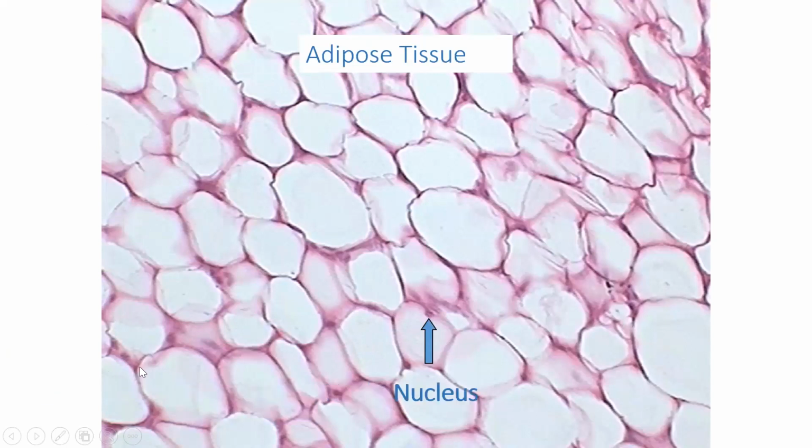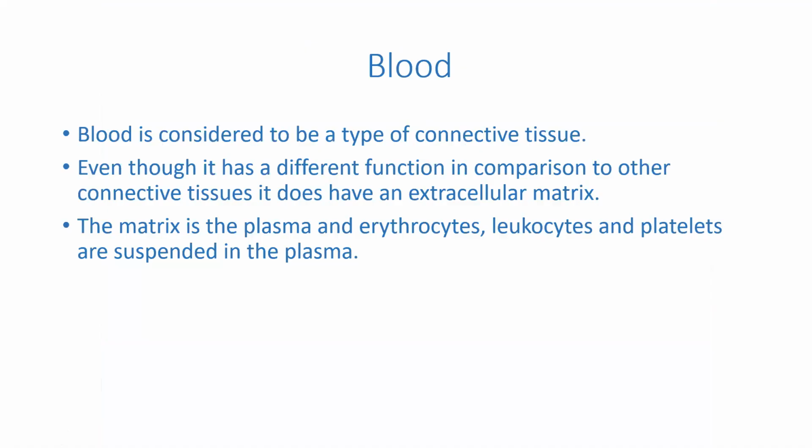And there's probably another nucleus there, and one there, and probably one there. And these are the adipose tissues that have elastic fibers there. And then the last type is blood.